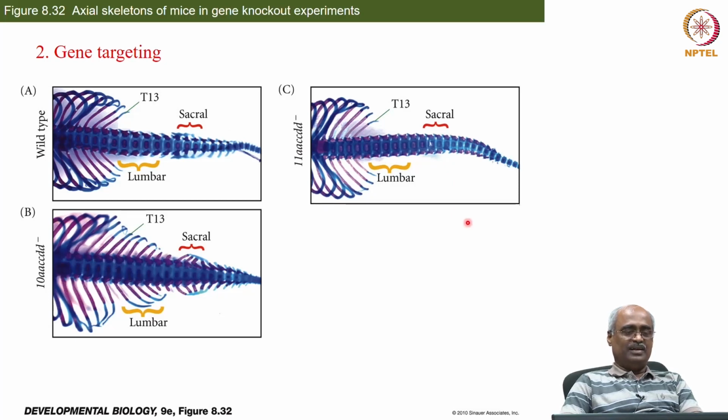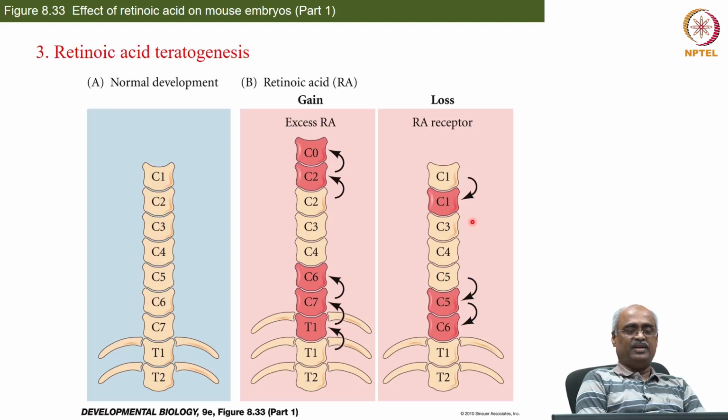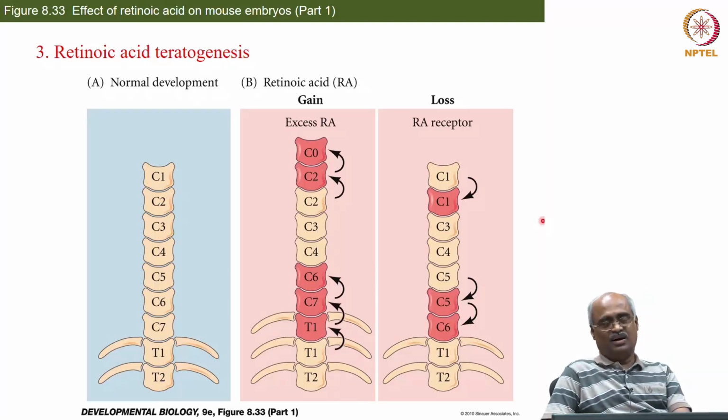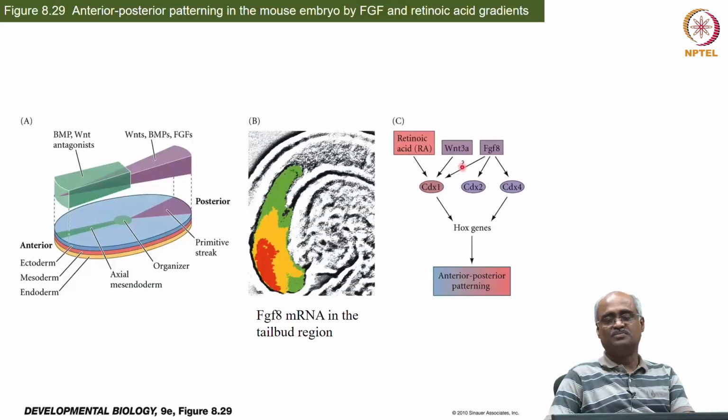So the third is retinoic acid. Remember, retinoic acid will mess up the anterior posterior axis, and we just saw that retinoic acid is expressed highest at the posterior where its synthesizing enzymes are present, and it is degraded as you move anteriorly. And then we also saw that retinoic acid via CDX genes impacts Hox gene expression. So as shown in this cartoon.